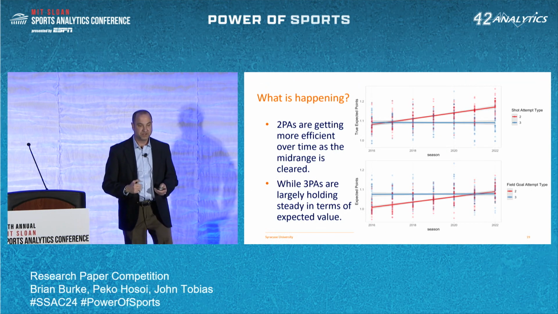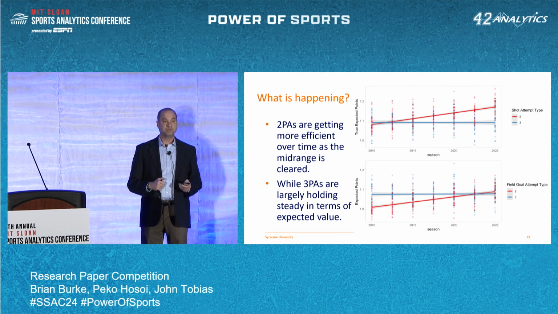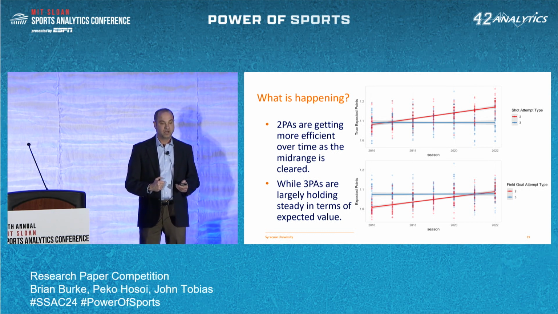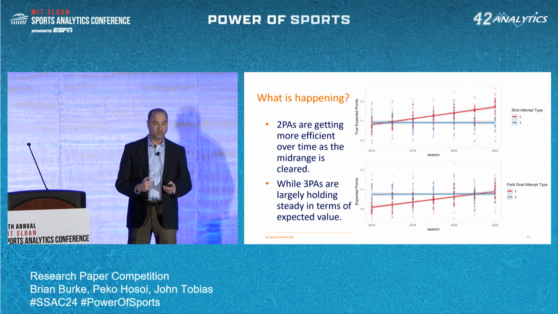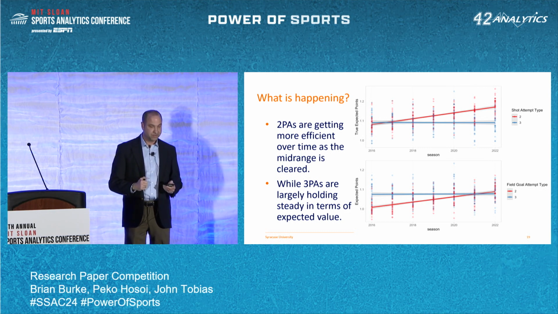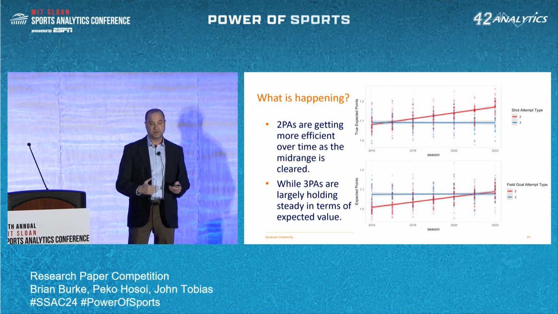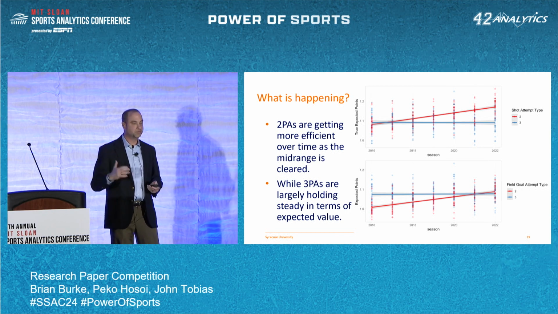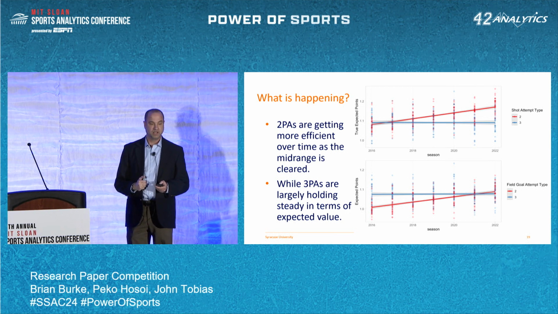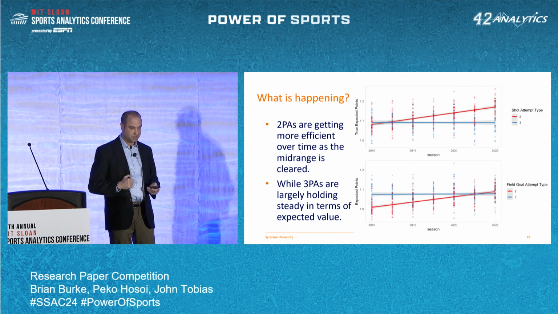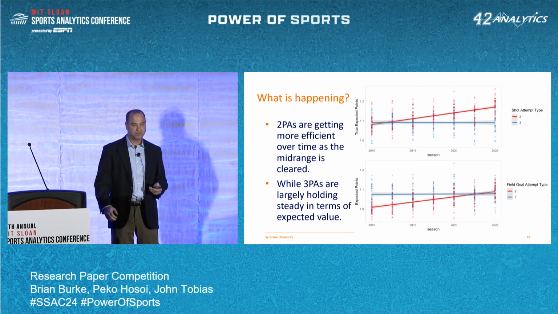So what is happening? Two-point attempts are getting more efficient over time as the mid-range is cleared, while three-point attempts are largely holding steady in terms of expected value. Players are shooting more, but players are getting a lot better at shooting them. Different types of players are getting better at shooting them, so it's kind of holding court. But two-point attempts, because of this massive reduction in the mid-range, they've gotten more efficient. You could say too efficient for an equilibrium to hold.